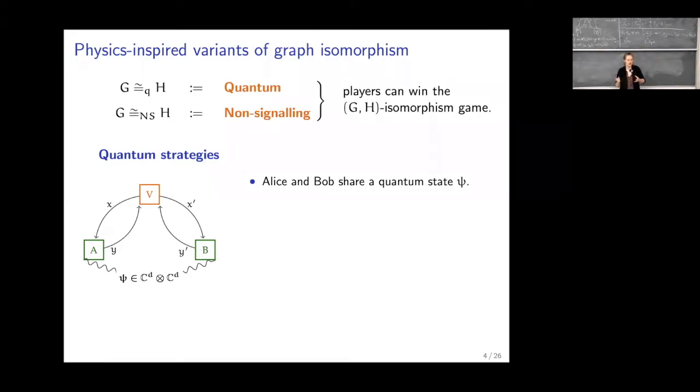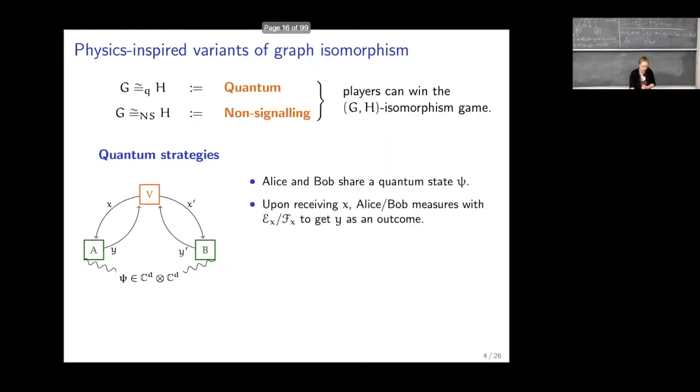Operationally, what is going on? Alice and Bob are sharing the state. Alice receives a vertex, and then she performs the measurement on her part of the state that corresponds to that vertex. We can assume that the measurement yields another vertex, which Alice sends back to the referee. Bob acts similarly, but his measurements could in principle be different from Alice's. So this quantum state is just a unit vector, and these measurements for Alice and Bob are given by positive semidefinite operators that add up to identity.